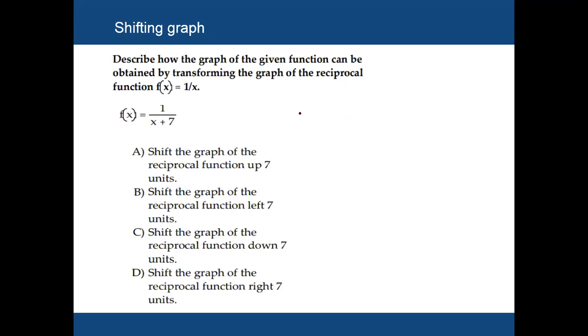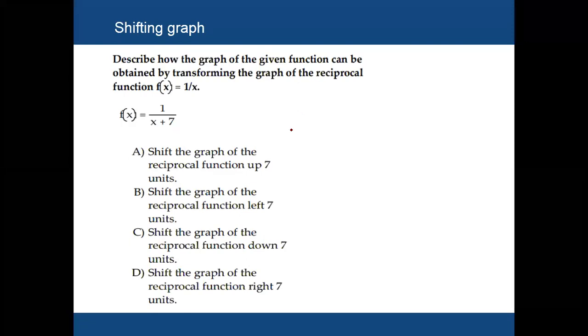First one, shift the graph of the reciprocal function up 7 units. Shift the graph of the reciprocal function left 7 units. Shift the graph of the reciprocal function down 7 units, or D, right 7 units. Which one? B, I think.